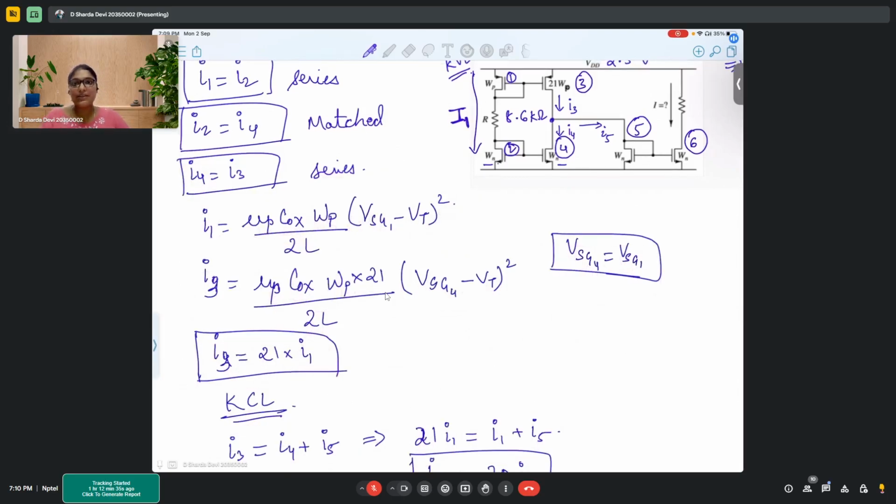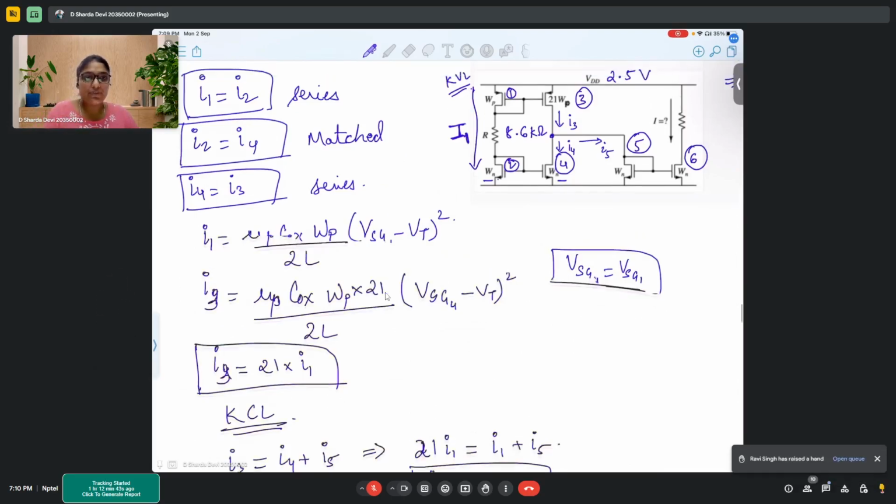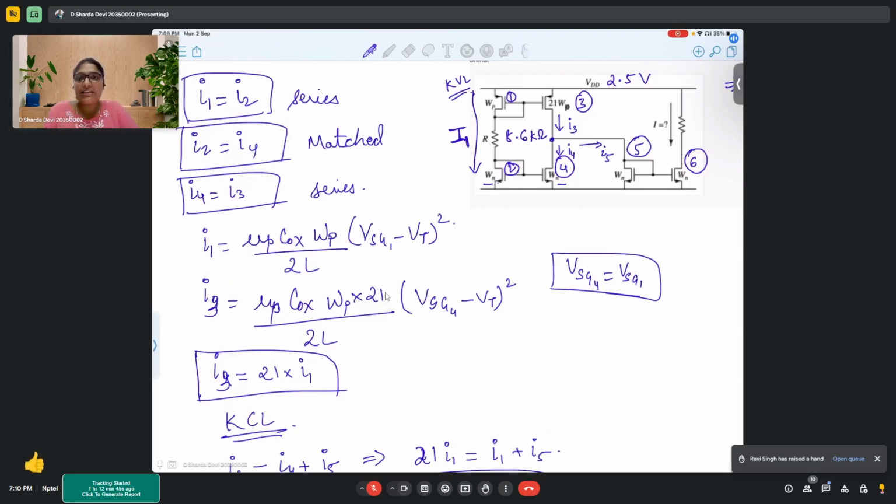Is this clear to everyone? Any doubts how we solve this problem? Yes. So check, first of all, check for VGS. If a transistor has same VGS, same W by L ratio and same mu and Cox, like all the constants are same and VGS is same, that means same current will flow through the transistor.